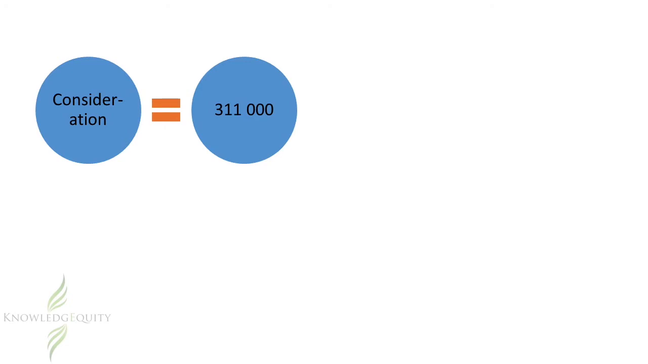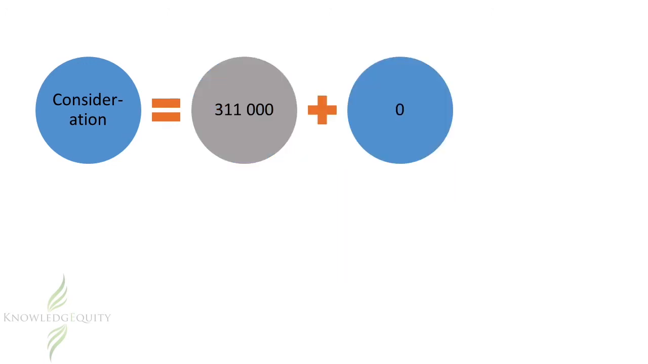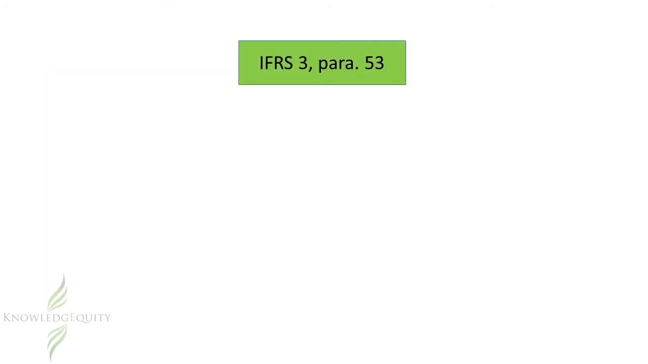$311,000 is the at acquisition fair value of assets transferred, which is $300,000 cash component plus $11,000 fair value of the premium wine. No liabilities were incurred, so this is zero. $46,000 is the at acquisition fair value of the equity interest issued to Ismail. $357,000 is the purchase consideration for this business combination.